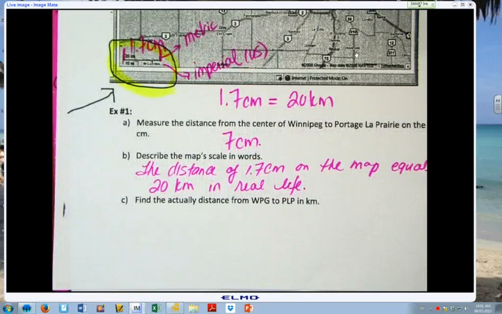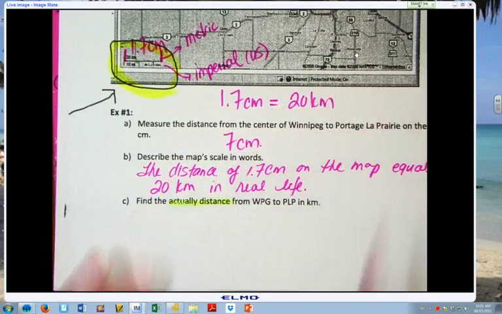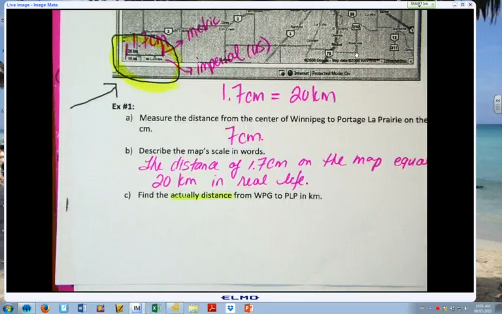Part C is the math that's involved in this. It wants to find the actual distance from Winnipeg to Portage la Prairie.